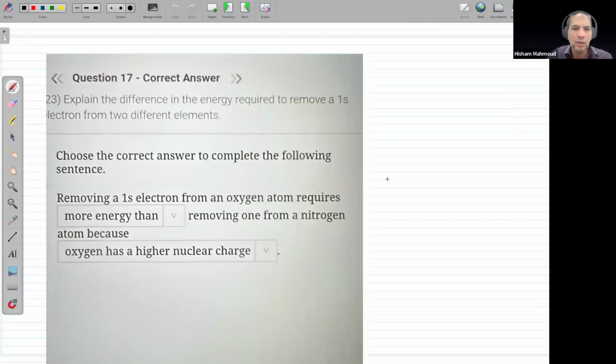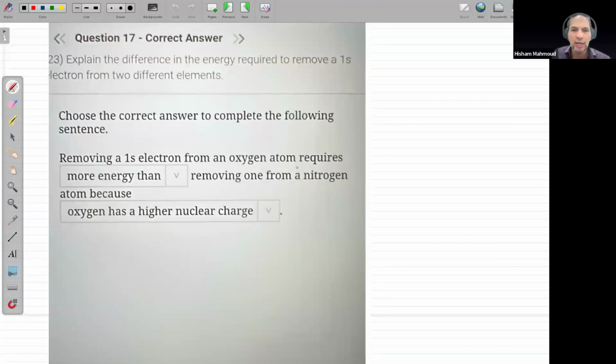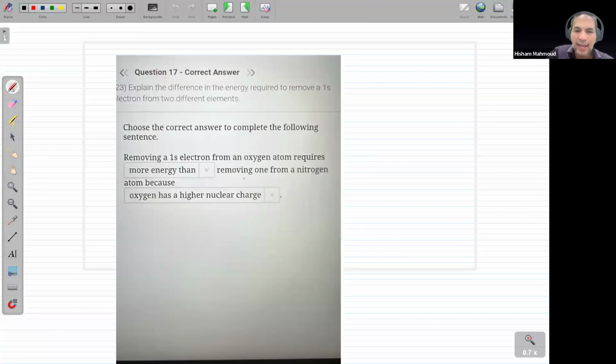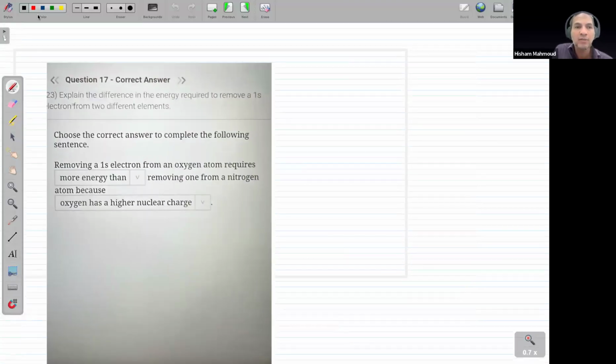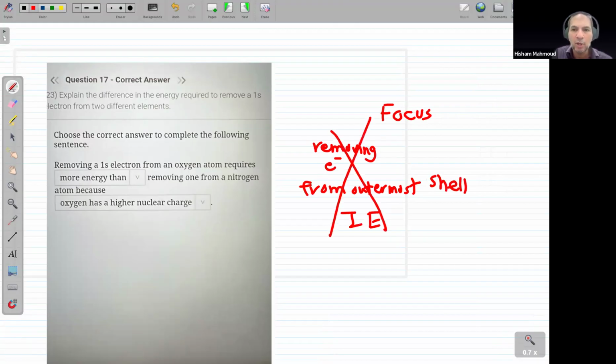Question number 17 is asking, choose the correct answer to complete the following. Removing one 1s electron from an oxygen atom requires more energy than removing one from a nitrogen atom. And here the confusion comes. Please focus very well. When he is asking you about removing an electron, like we said last time, removing an electron from the outermost shell is talking about ionization energy, which is totally different from this question, because he is not taking electrons out from the outermost shell here.